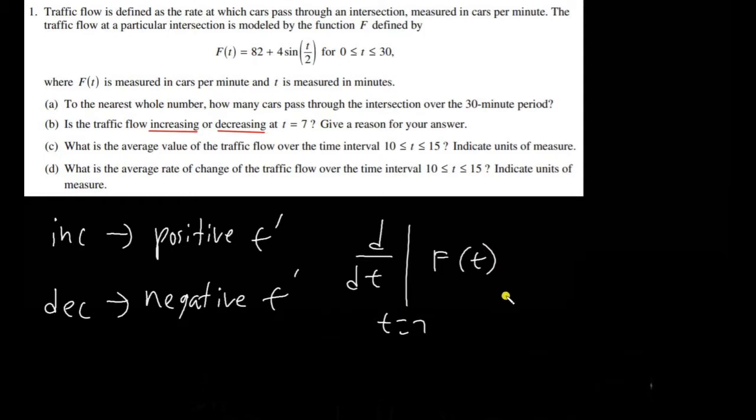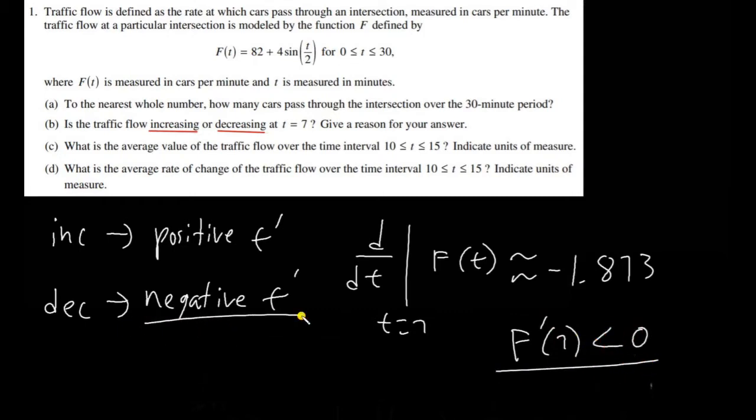Okay, and again, this is something that you do in your calculator. Once you do that, you will get that f prime of 7 is approximately equal to negative 1.873, and obviously that is less than 0. So since f prime is negative, the function is decreasing. So the traffic flow is decreasing at t equals 7. Do you want a reason? So we'll say, the traffic flow is decreasing at t equals 7 because f prime of 7 is less than 0. This was a 1-point question, 1 point for the correct answer with an explanation.